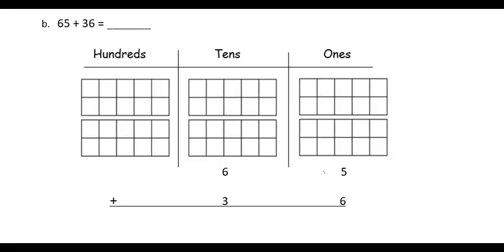Let's look at another problem. This time I have 65 plus 36. I'll start by showing 65 on the place value chart. Well, 65 is made up of 6 tens and 5 ones. 36 is made up of 3 tens and 6 ones.